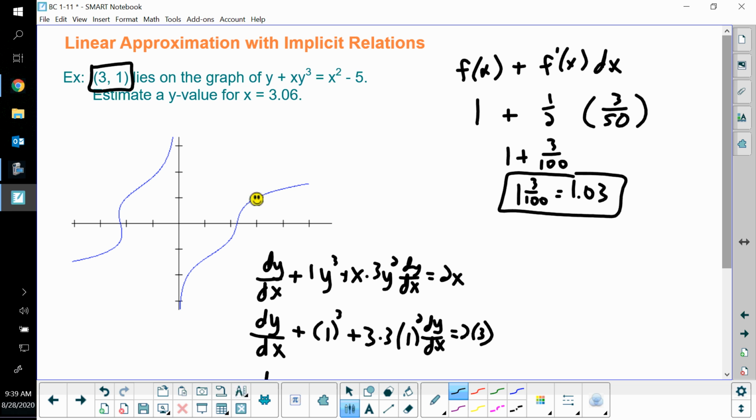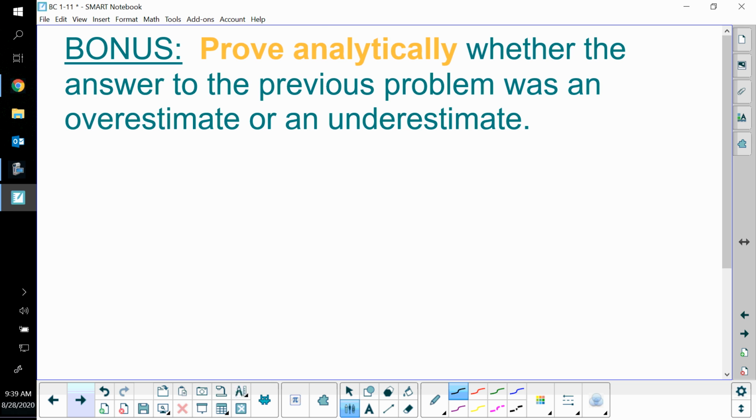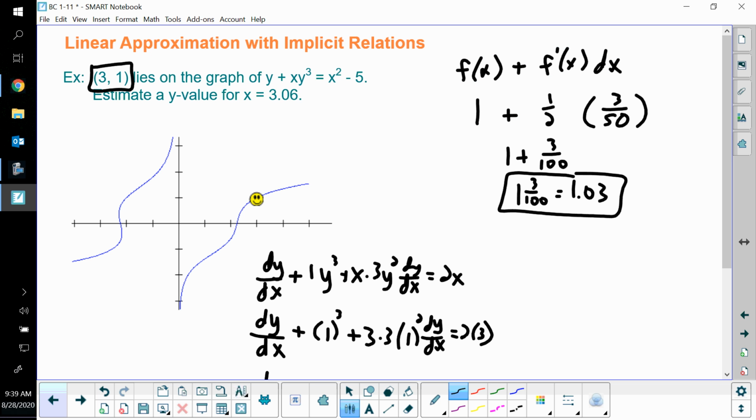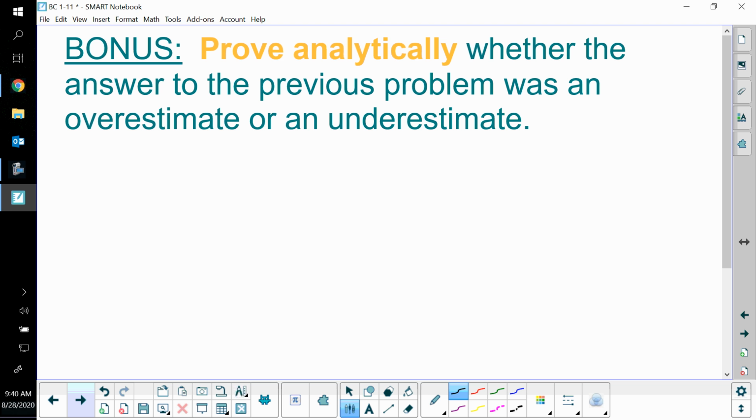So I want you to think about, just from the graph, is that value an overestimate or an underestimate? And something you can try as a bonus, and you can email to me before class tomorrow, is see if you can prove analytically whether this last one is an overestimate or underestimate. So what that means is you need some type of calculations to back up why it is an overestimate or an underestimate. It can't just be looking at a graph to determine it. So if you'd like to do that, you could take a picture of your work and email it for bonus credit.